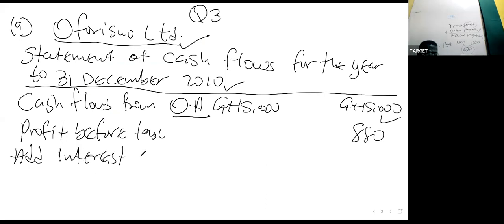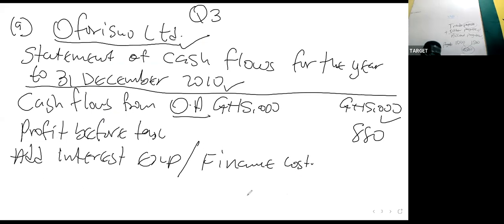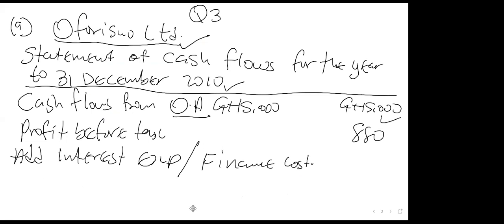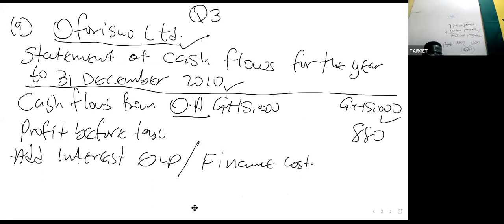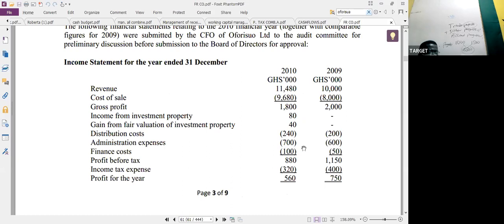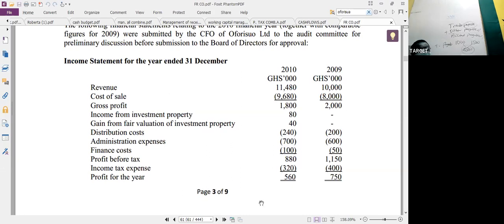Did I write interest expense or finance cost? Go to the question. Everything should come from the P&L. What's the finance cost here? Finance cost, show yourself. 100, right? So add it. And this format should not depart from you. So let's go and add it.